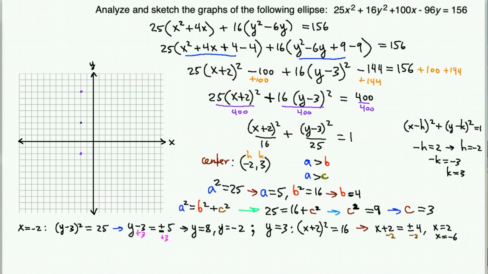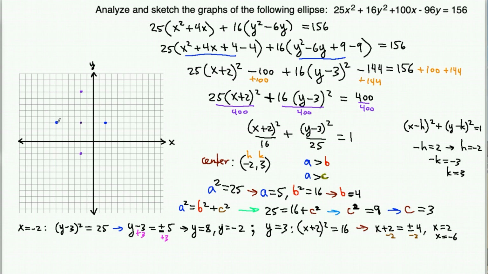So let's find those points. Let's start with the x's first. x is 2, so 1, 2, and y is 3, right? So 2 and 3, bingo. And then x is minus 6, so let's go left. 1, 2, 3, 4, 5, 6. And the same y value, of course, which is 3, right? Because we tested the same y value to give us two different x values.